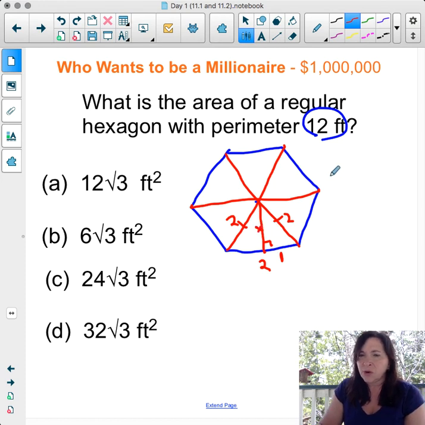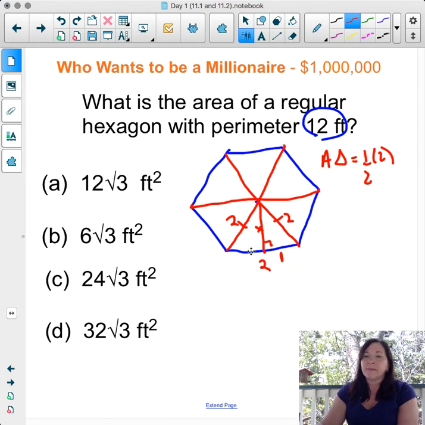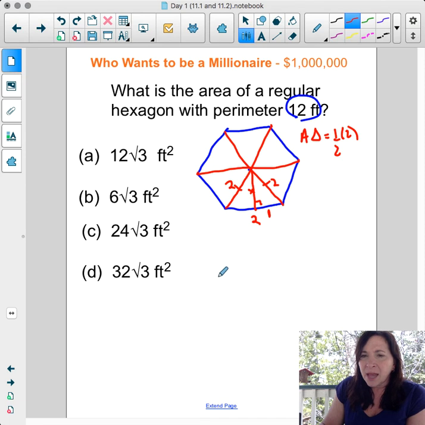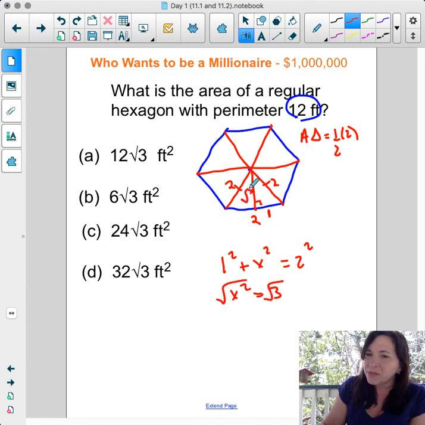And so to find the area of one of these triangles, it's going to be 1/2 my base, which is 2, times my height. So in order to find that height, I'm going to use Pythagorean theorem. I'm going to go 1 squared plus x squared is equal to 2 squared, and I'm going to get x squared is equal to 4 minus 1, which is 3, and this is going to be the square root of 3. So this value here is the square root of 3.